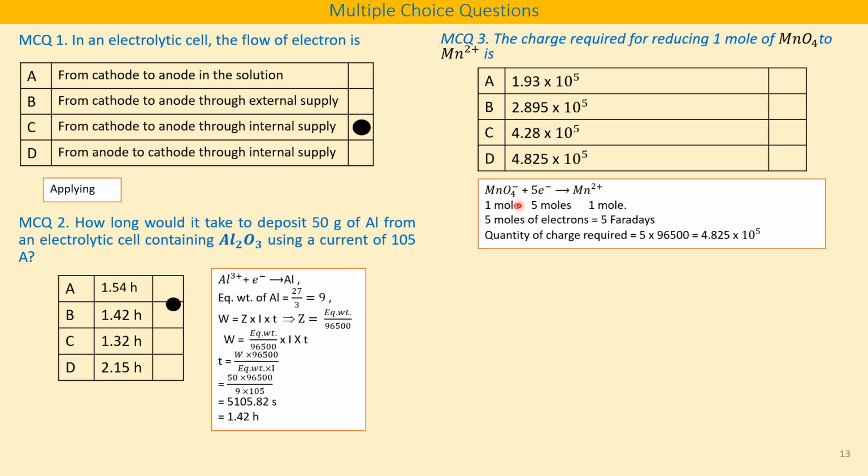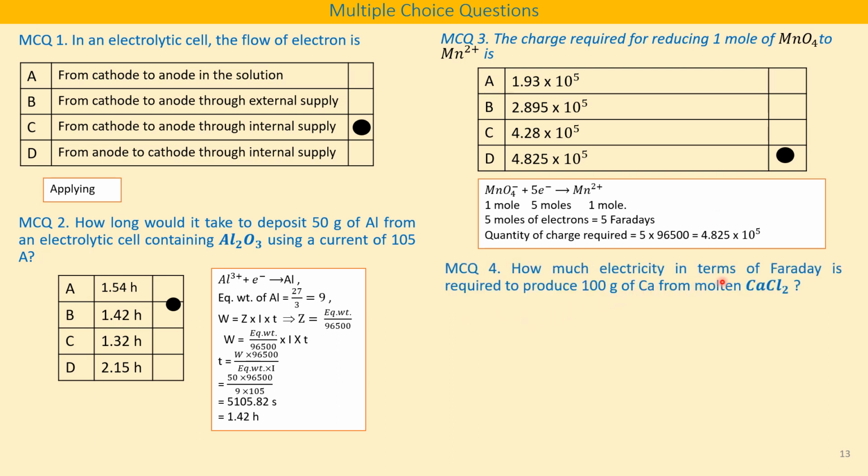MnO4- gets reduced to Mn2+. One mole of MnO4- takes 5 moles of electrons and gives 1 mole of Mn2+. So 5 moles of electrons is equal to 5 Faradays. So quantity of charge required is 5 into 96,500, that is 4.825 into 10 to the power of 5. Mark the correct answer, and this option is given as option D. Please mark it.